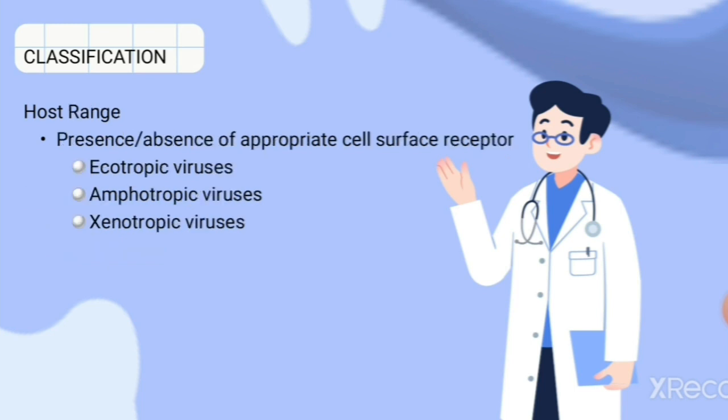As for the host range, we have the presence or the absence of appropriate cell surface receptor. So we have three types. When we talk about ectopic viruses, they infect and replicate only in the cells from animals of the original host species.